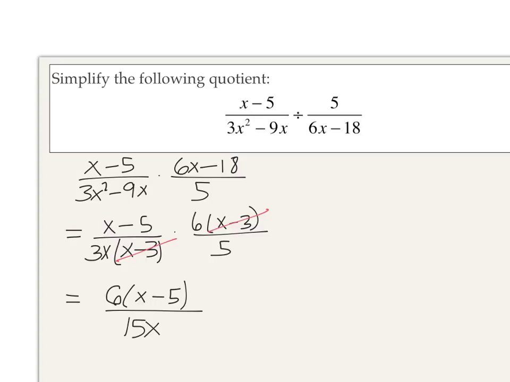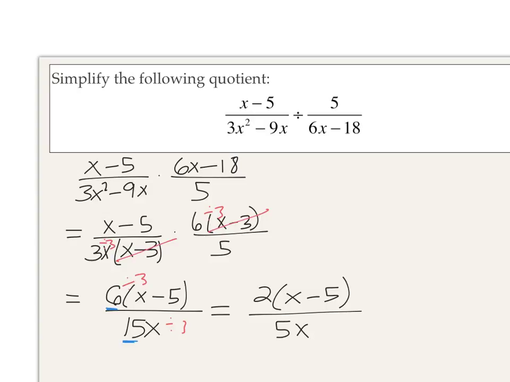15x. Now, this can be simplified more, because the 6 and the 15 do have a common factor of 3. So I should divide them both by 3. And you could have done that in the earlier step, dividing by 3 and by 3 up here. It would have worked just as well, whichever order you want. So it's 2 times x minus 5 over 5x.